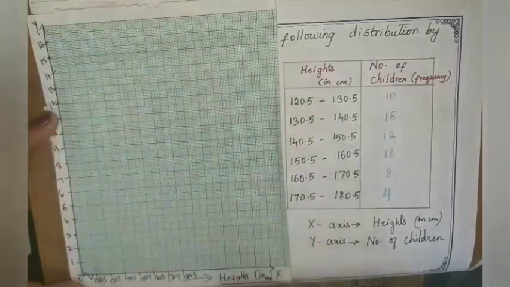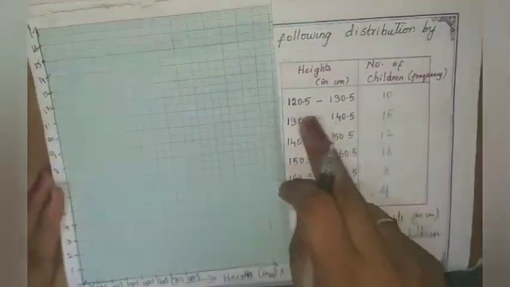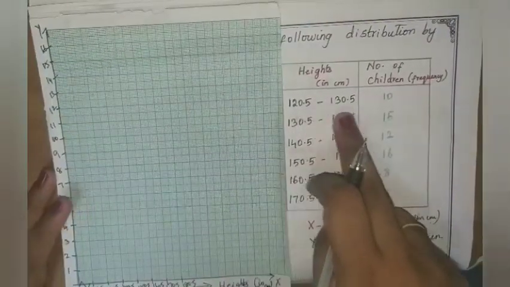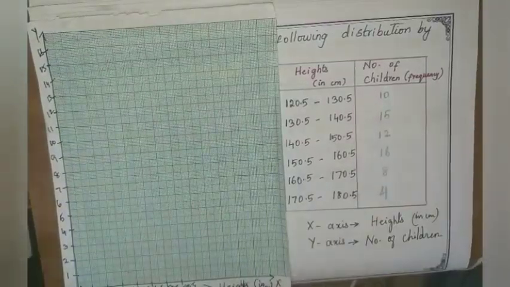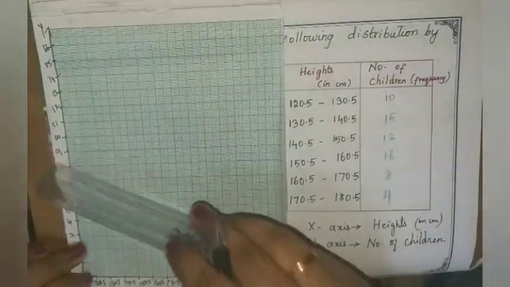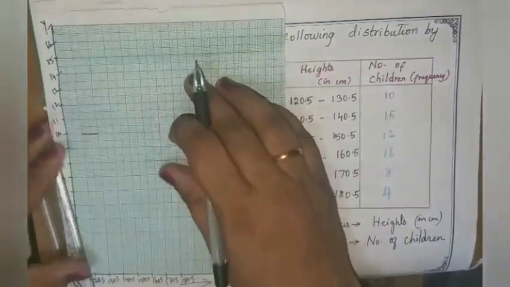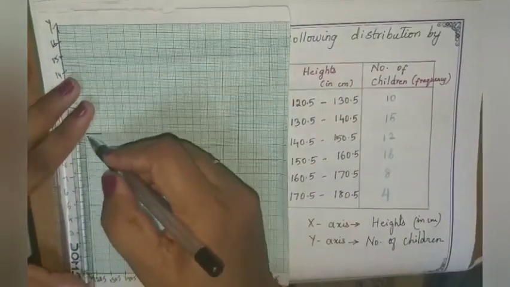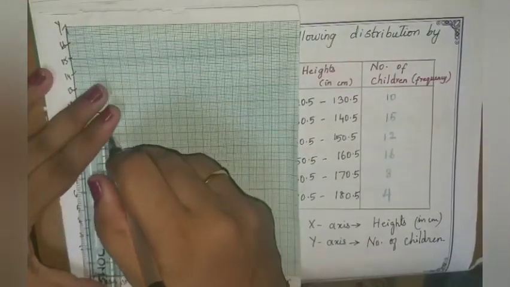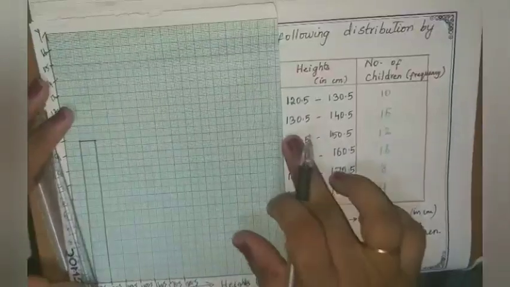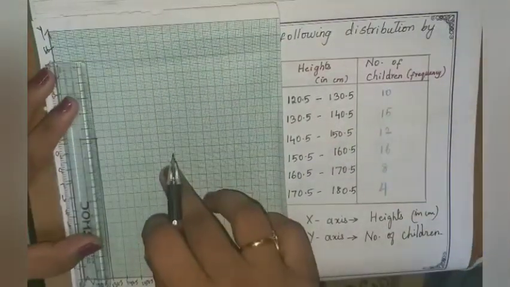Now we can represent it in a histogram. If you see the first class interval 120.5 to 130.5, the frequency is 10. From here, the frequency is 10 over here. So you can draw the rectangle, that is the frequency. For the next, 130.5 to 140.5, it is 15. So it's over here.